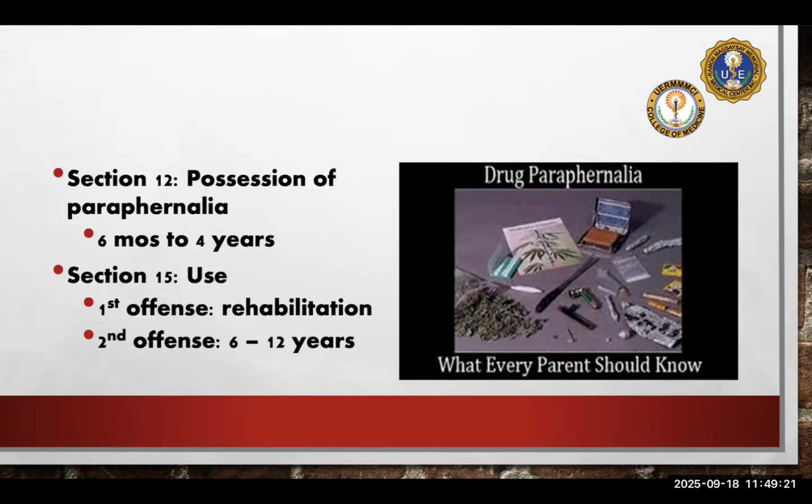For drug use, or Section 15, you may be sentenced to rehabilitation on your first offense, but remember that you need to finish the rehabilitation and the required 24 months of aftercare program. If at any point in time you abandon rehabilitation, then you will go directly to imprisonment.